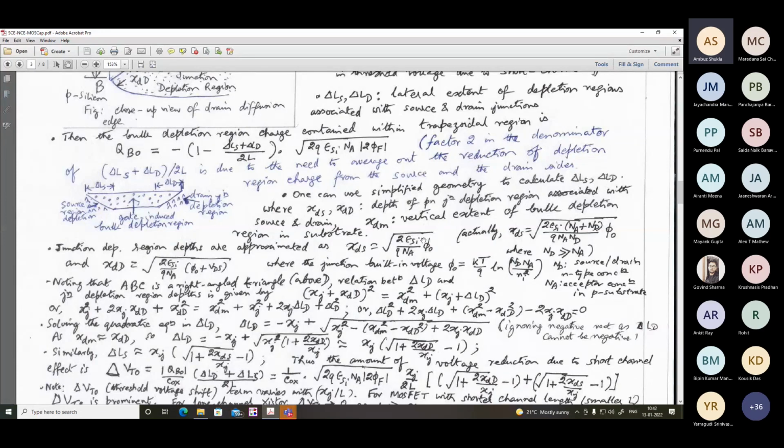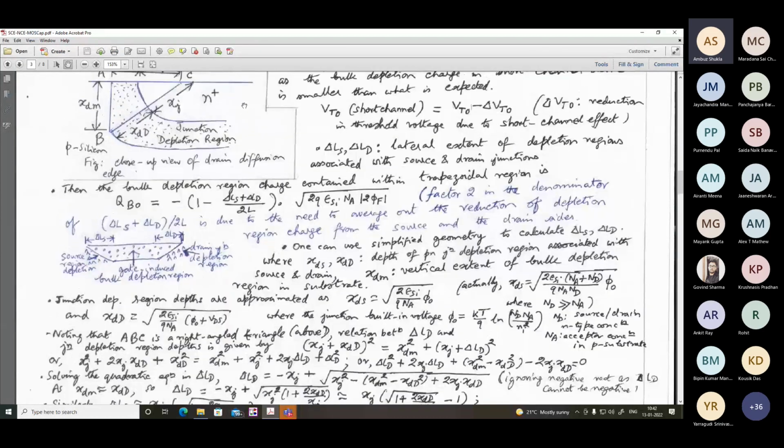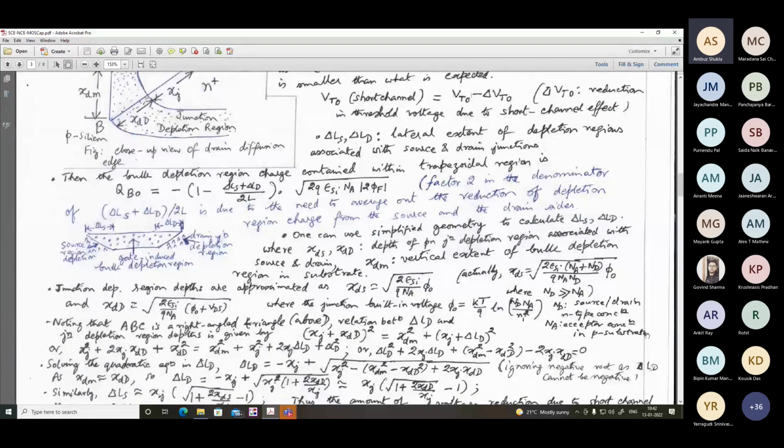If you consult your device book, you will find that this type of expression was there. You all studied about that. 2 epsilon Si, the sum of the acceptor concentration and donor concentration, plus Q. But in our case, ND is much larger compared to NA. That means the concentration of electrons here in the N plus diffusion is much higher compared to the hole concentration on the lightly doped p-type substrate. So if it is so, then ND and NA plus ND as if they cancel themselves. What remains is 2 epsilon Si by QNA into phi 0.